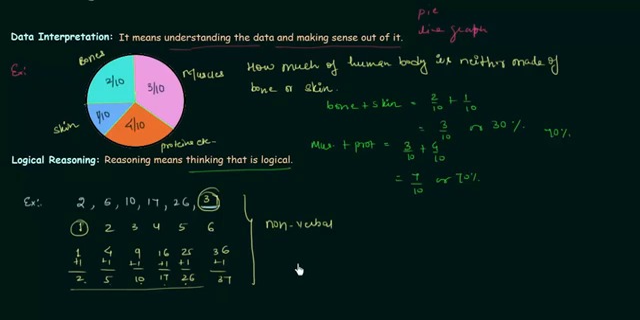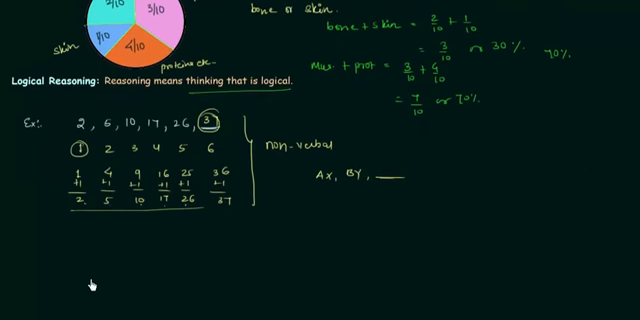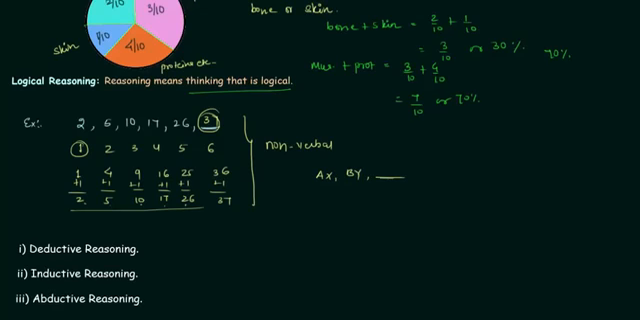We can have a verbal problem like ax, by, and then we have to find out the next character. We can also divide logical reasoning into 5 different types. The first type is deductive reasoning, the second type is inductive reasoning, the third type is abductive reasoning, the fourth type is reductive reasoning, and the fifth type is fallacious reasoning. Now let's see what we have to do in each of these types.